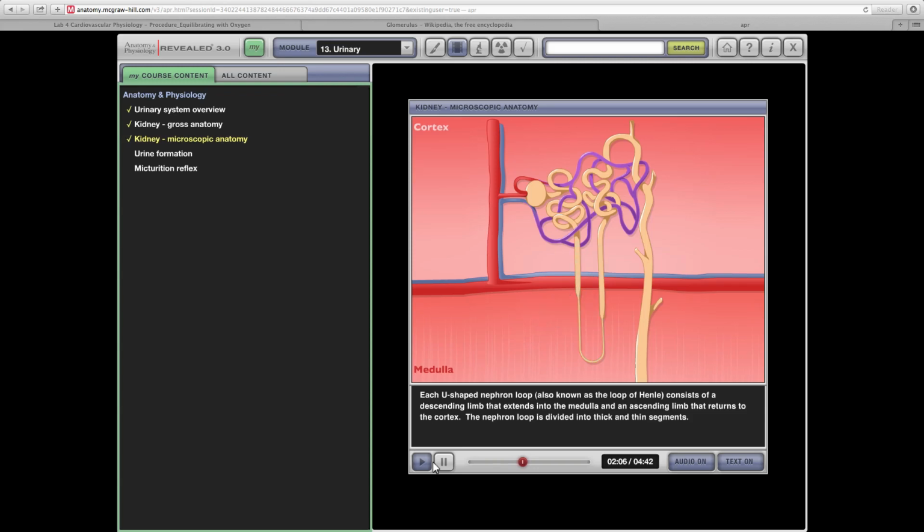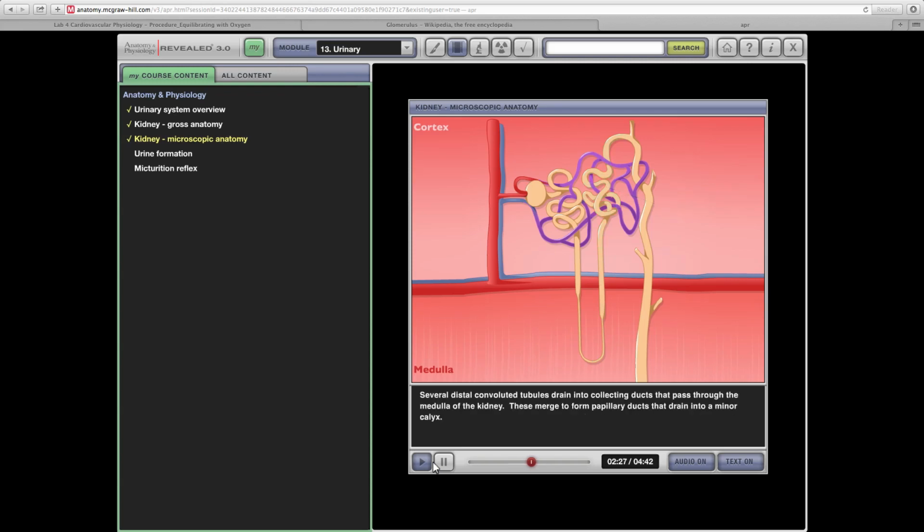The nephron loop is divided into thick and thin segments. The thick segments are lined with simple cuboidal epithelium, and the thin segments are lined with simple squamous epithelium. Beyond the ascending limb of the nephron loop, the renal tubule coils again to form the distal convoluted tubule.